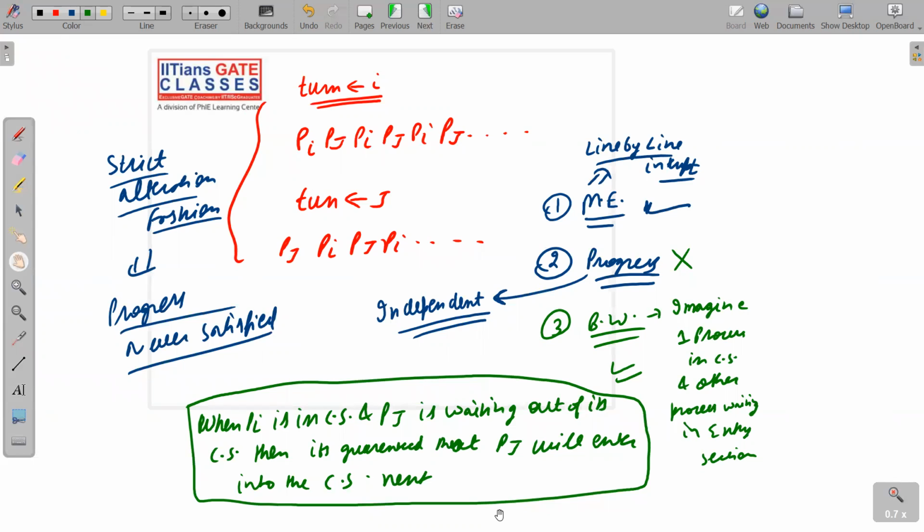So here we have studied that mutual exclusion is satisfied, progress is not satisfied, and bounded waiting is satisfied. So overall, this is not a good solution. Why is it not good? Because I want all the three properties to be satisfied properly. Now let me start the next algorithm. Please take snapshot.